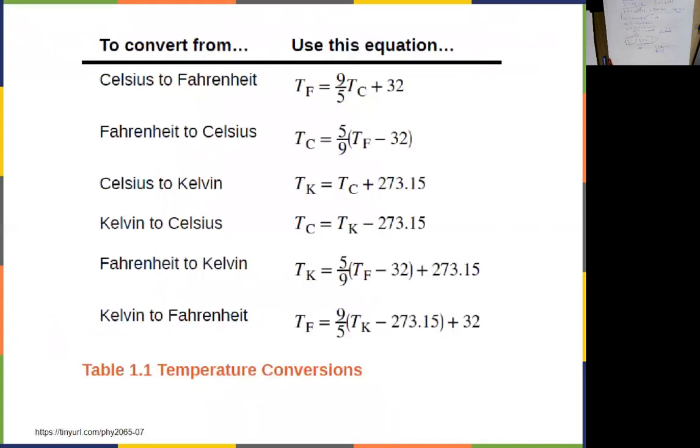With that, you can actually have conversions between any of those three scales, okay? So from Celsius to Fahrenheit, you can get a conversion equation here. From Fahrenheit to Celsius, Celsius to Kelvin, Kelvin to Celsius, and then the other way, the last ones are Fahrenheit to Kelvin, and then Kelvin to Fahrenheit, okay? All right.